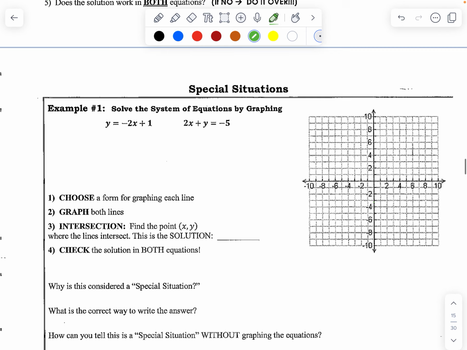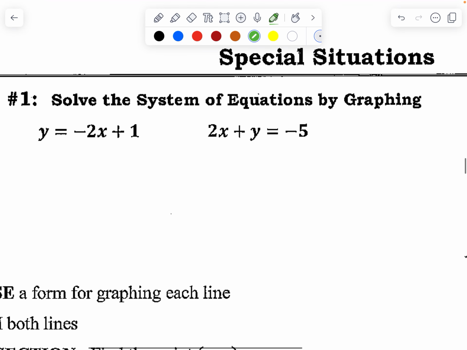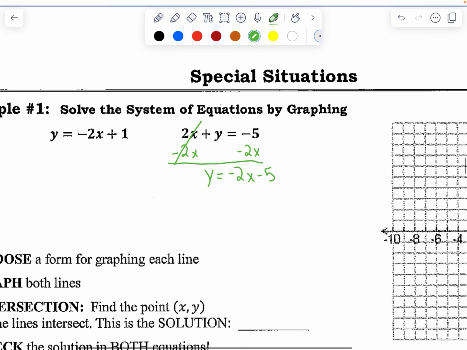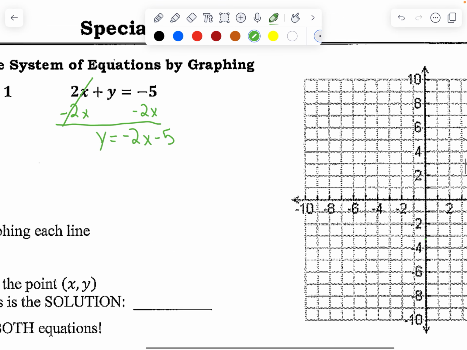Let's go ahead and look at some special situations now. So this first one here, one of these equations is in slope-intercept form. The other equation is in standard form. So I'm going to convert the standard form one into slope-intercept form by subtracting 2x on both sides. Again, slope-intercept form is when the y is by itself, and so we have to get rid of the positive 2x by minusing 2x. So now we have these two equations, and I'm going to go ahead and graph them.